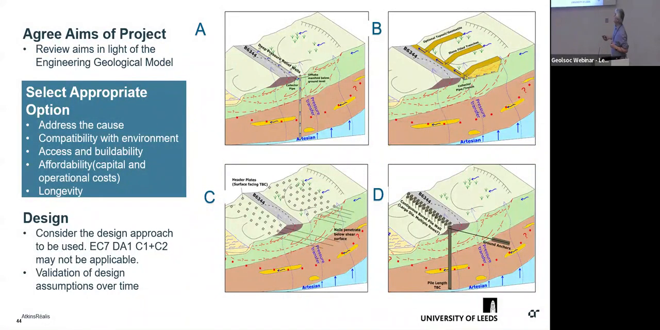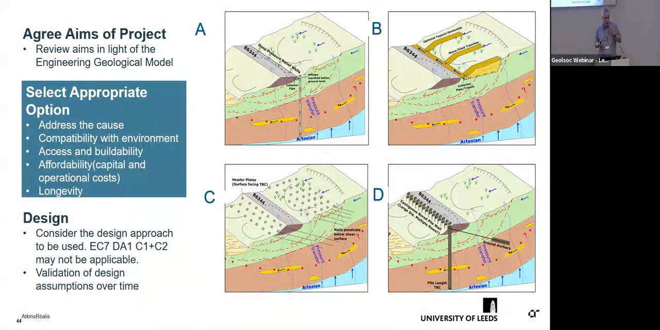So as you can see within this diagram, we've got some deep pressure relief wells to take away the artesian pressure at depth and slow down the landslide. We've got some slope drainage installed for option B. We've got a sawmill solution going in here. And then we've got quite a heavy engineering solution, the D going here, which is a contiguous piled wall going in.